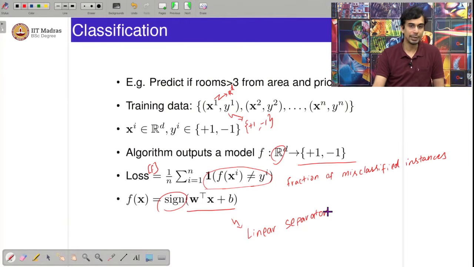This is not the only model by any means, but this is one of the most common models, and just to instantiate an example class of models in your head. So, this is the example.